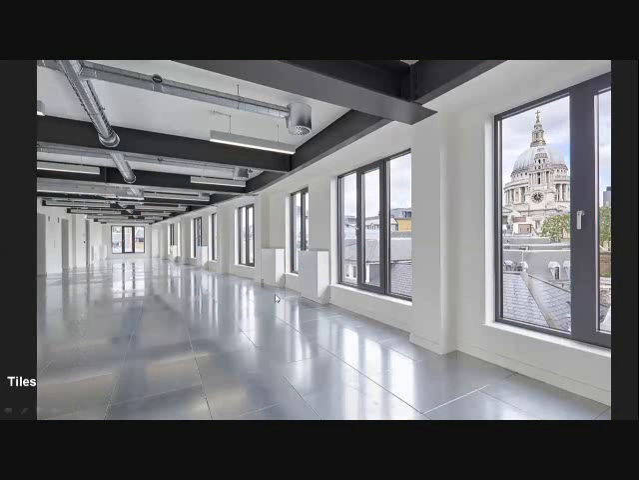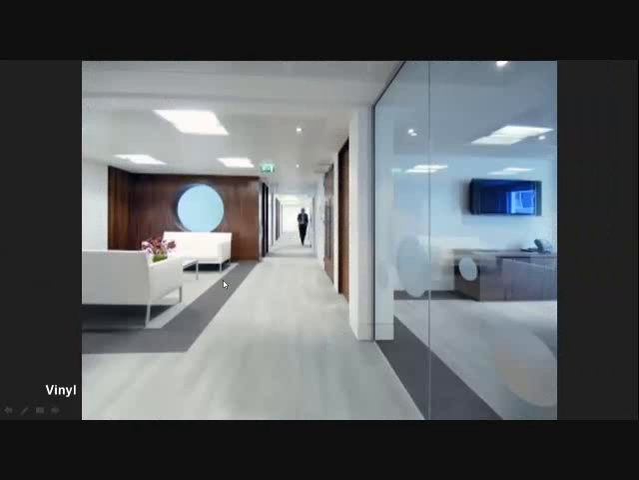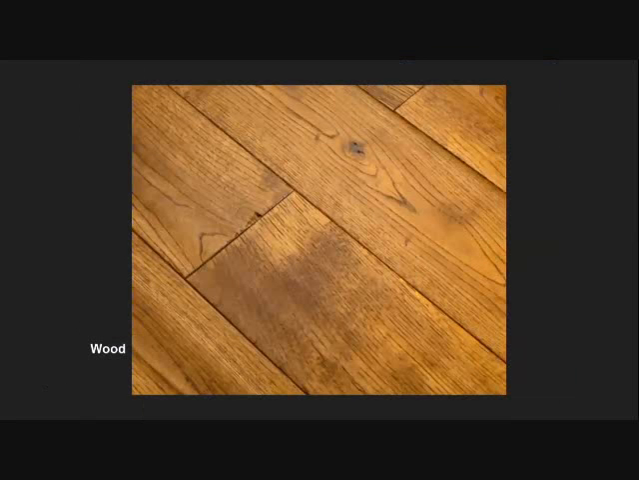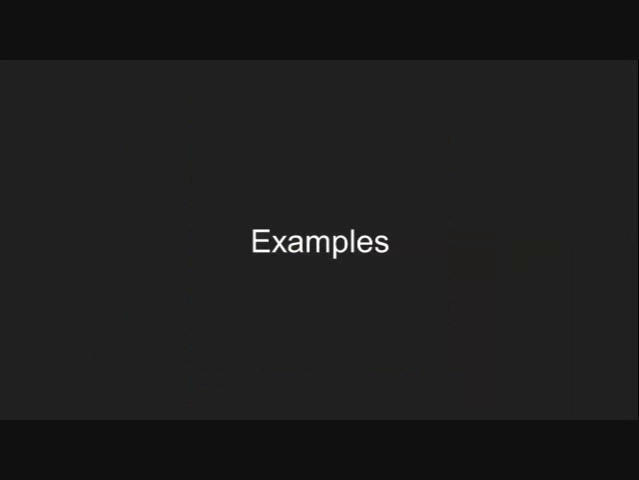So we have the traditional type of tiles or tiling. We have vinyl, which is more convenient in office buildings since it does not reflect sound, so the space become more quiet. We have wood, and we have also new types of imitations like HDF and MDF types of wood floors.